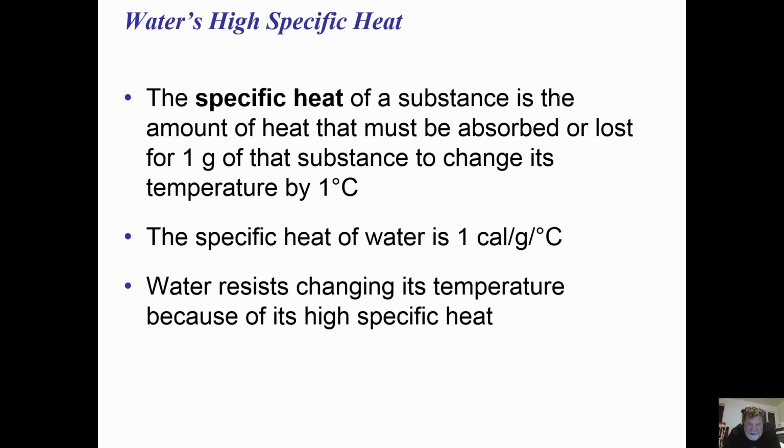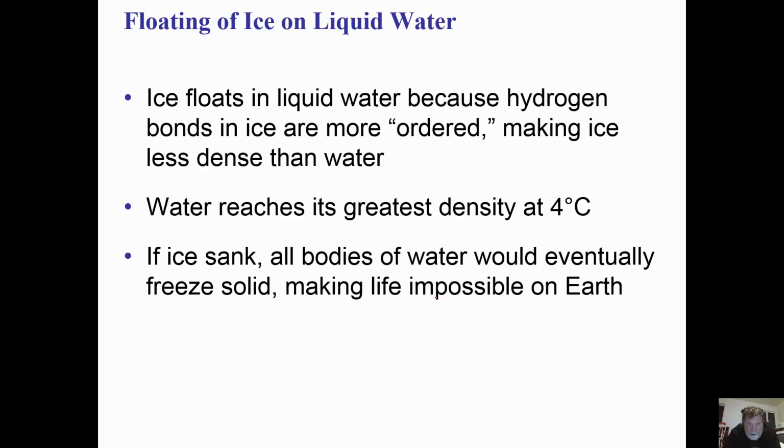What we call specific heat of a substance is the amount of heat that must be absorbed or lost for 1 gram of that substance to change its temperature by 1 degree Celsius. The specific heat of water is basically 1 calorie per gram per degree Celsius. Water resists changes in temperature because of its high specific heat. And so when we look at water, you have to put a lot of energy in to change the temperature of the water and also to bring that water to boiling.